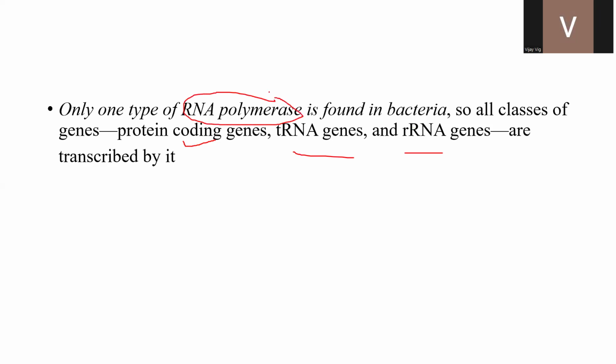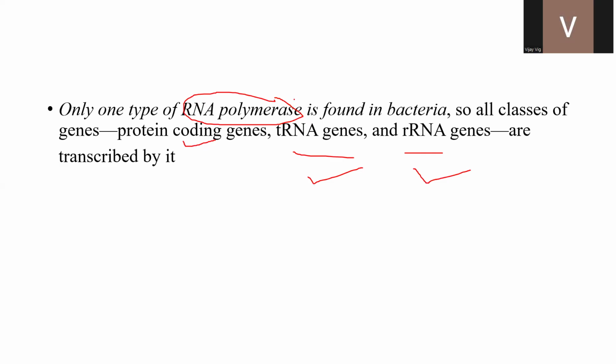Yes, there are genes for tRNA, transfer RNA, which carry amino acids during the translation process. There are genes which code for ribosomal RNA, which becomes part of the ribosomes. But this tRNA and rRNA doesn't get translated. As we know, only mRNA gets translated. But yes, there are genes that code for transfer RNA and ribosomal RNA.